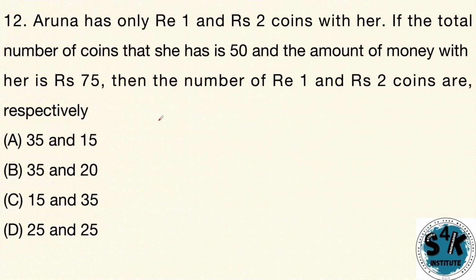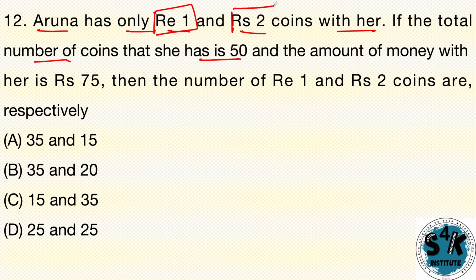Let's do the next question. Aruna has only rupee 1 and rupees 2 coins with her. If the total number of coins she has is 50, I don't know how many coins of 1 and how many coins of 2 I have. So let's assume these as x and y. So the total number of coins is given as x plus y is equal to 50.